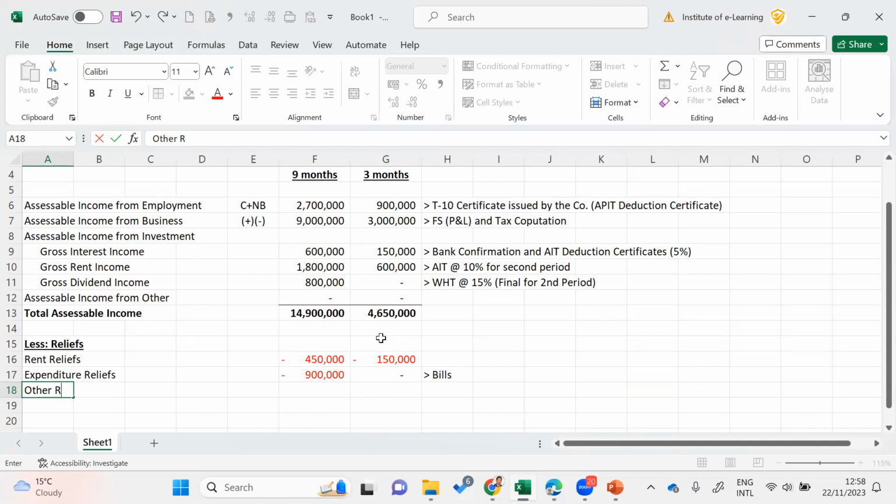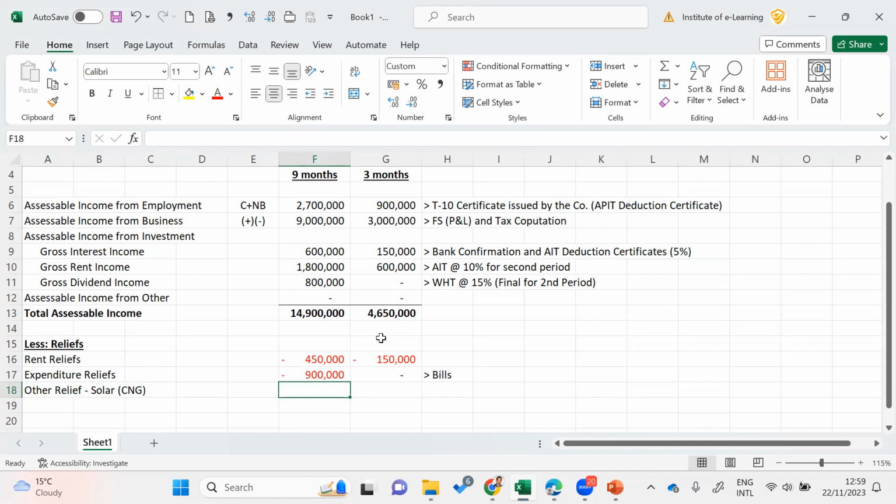Other relief, I would say, is solar relief. If you have installed solar at your premises, your home, which is connected to the national grid, then you have fixed solar connected to the national grid, and you can claim a maximum for the full year of 600,000. You can claim it under either period.